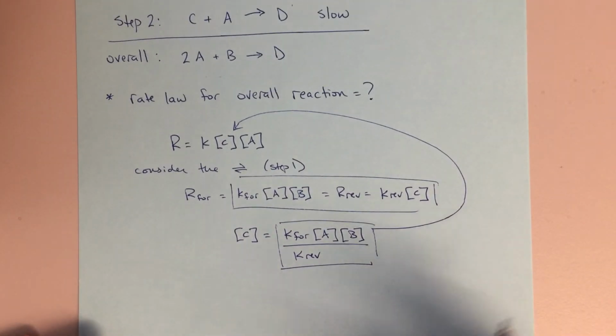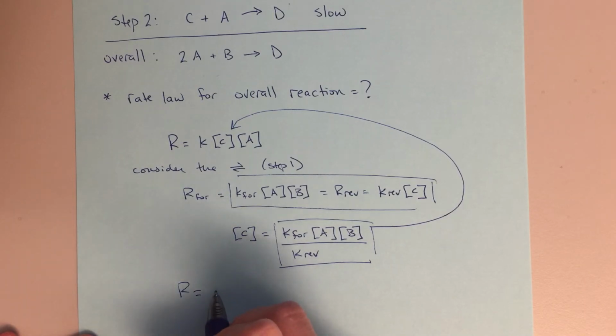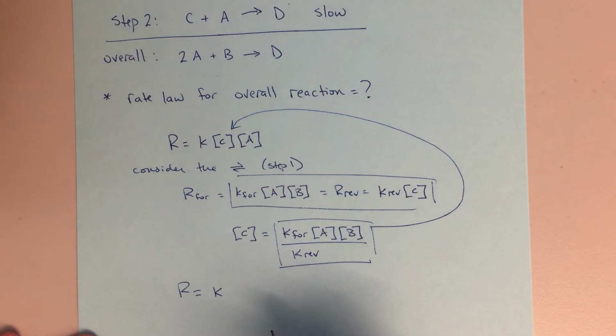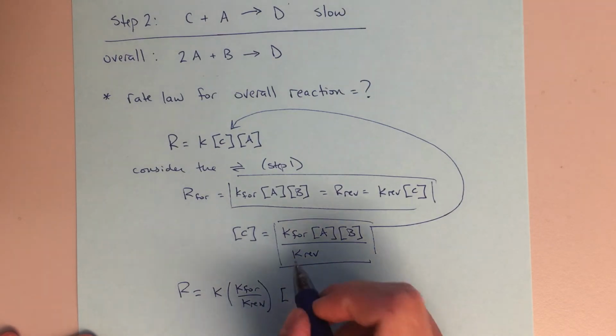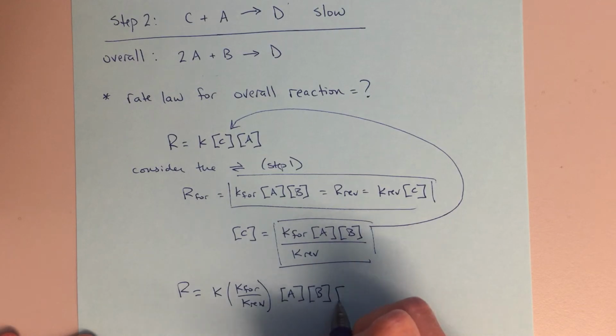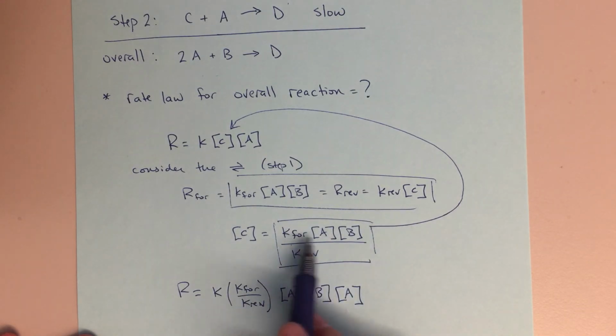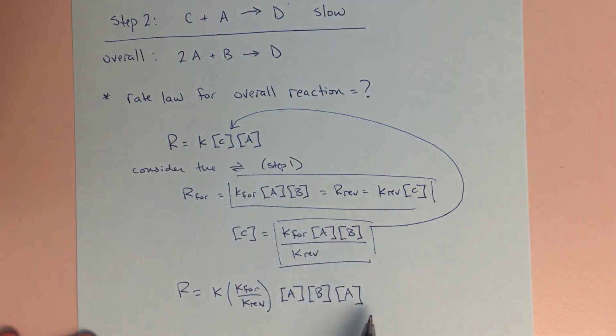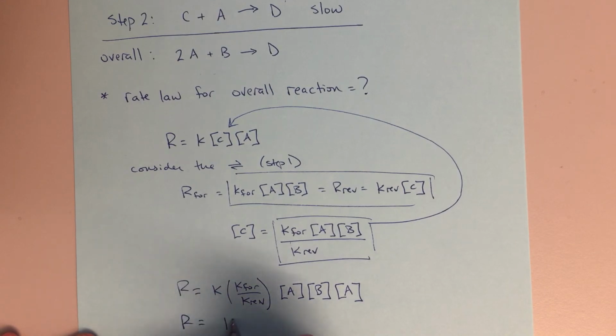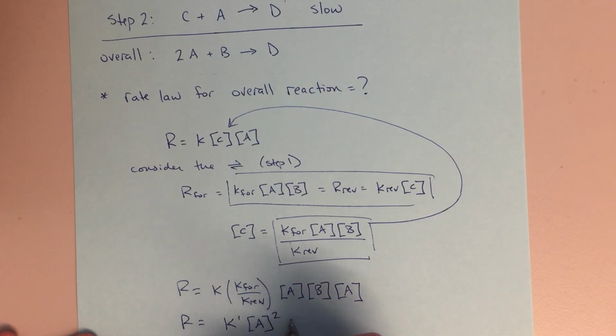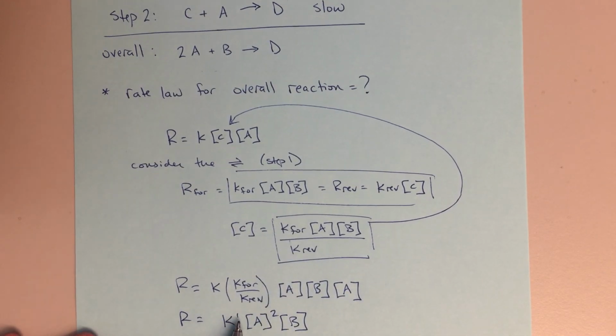I can rewrite all of this as R equals some k from this reaction times k forward over k reverse times the concentration of A times the concentration of B, times the concentration of A again. So k forward, k reverse, A, B, and then k here, and the concentration of A over here. I can rewrite this as R equals k prime, or just taking all of this into consideration, I can write k times the concentration of A squared times the concentration of B. Here I'm writing k prime just to indicate that it's a different k value, that I've taken all of these k values together. But normally we just say that that's going to be our k value.